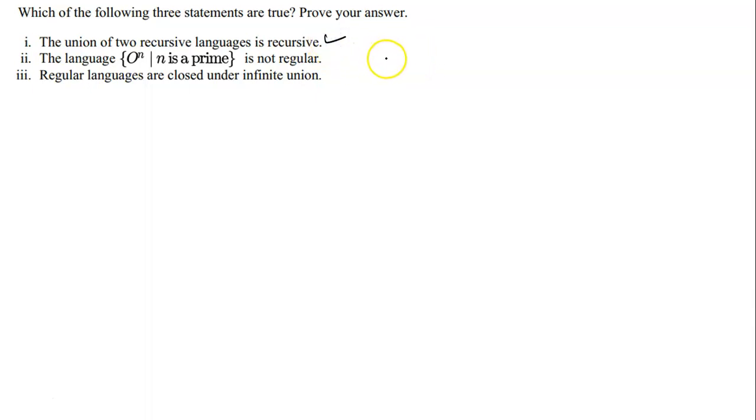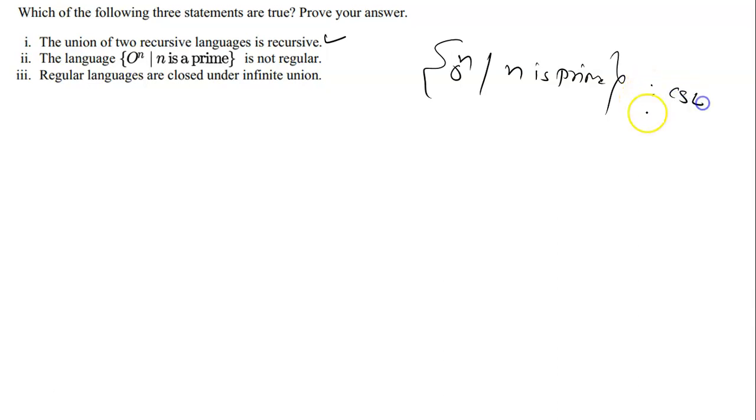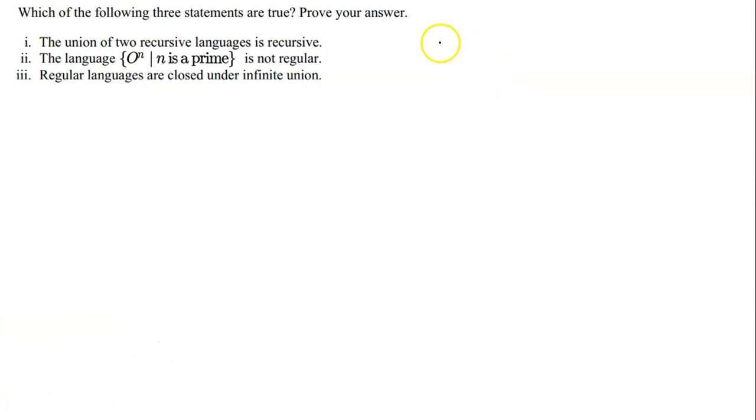Now the second statement: he is saying the language 0 power n, n is prime, is not regular. This is true. This is a standard non-regular language. It is actually non-CFL; it is a CSL but not CFL, and this is a standard language. But we can prove that this language is not regular using the pumping lemma. Very easily we can prove it using the pumping lemma.